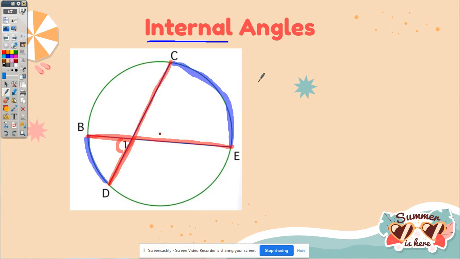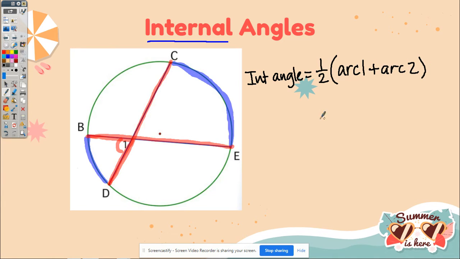So here is the formula. Your internal angle is equal to 1/2 of arc 1 plus arc number 2. This is a little confusing, so I'm going to color coordinate it and I'm also going to name it. Your interior angle is what I did in red. It's going to be equal to 1/2 of whatever the first blue arc is plus the second blue arc. I color coordinated everything. Now let me describe it even better than that.